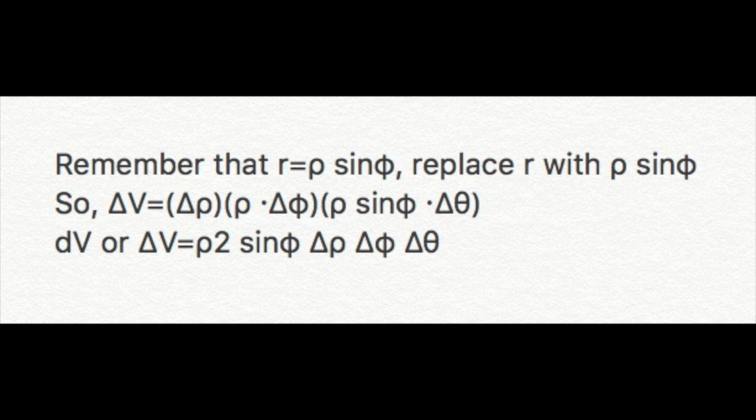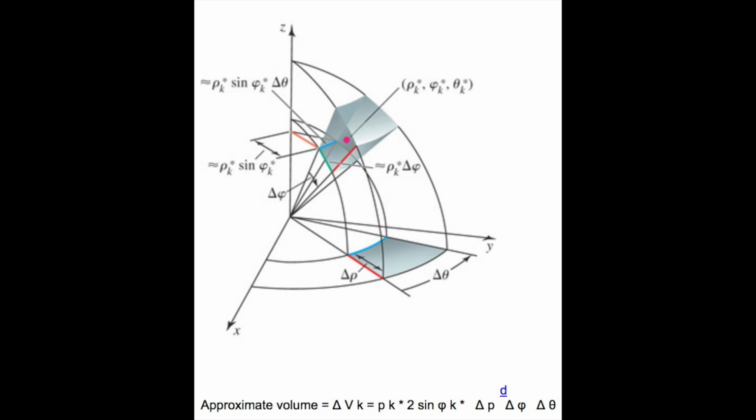Replace r with rho times sine phi in the equation, so that the change in V equals the change in rho times the change in phi, and rho sine phi is multiplied by the change in theta instead of r. So we can conclude that our dV, or our change in V, equals rho squared sine phi times the change in rho times the change in phi times the change in theta.